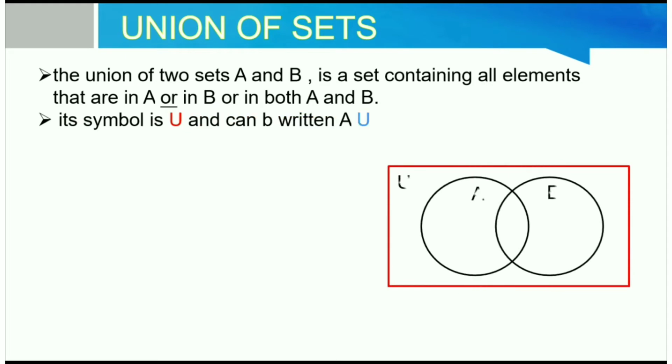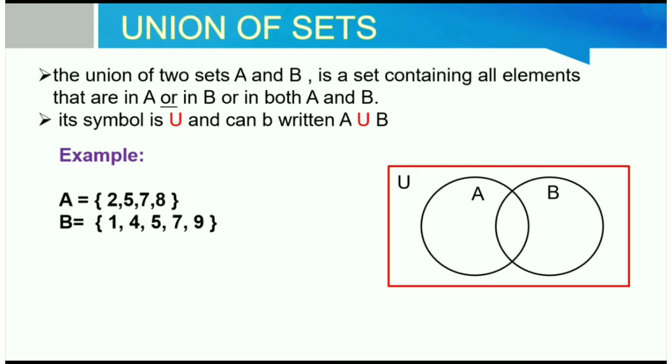Okay, so the union of two sets, A and B, is a set containing all elements that are in A or in B or in both A and B. Okay, ang symbol ng union is yung curve facing upward or parang kamukha siya ng letter U and can be written as A union B. Okay, so ganyan siya basahin. A union B. Okay, so let's have example para mas maintindihan natin.